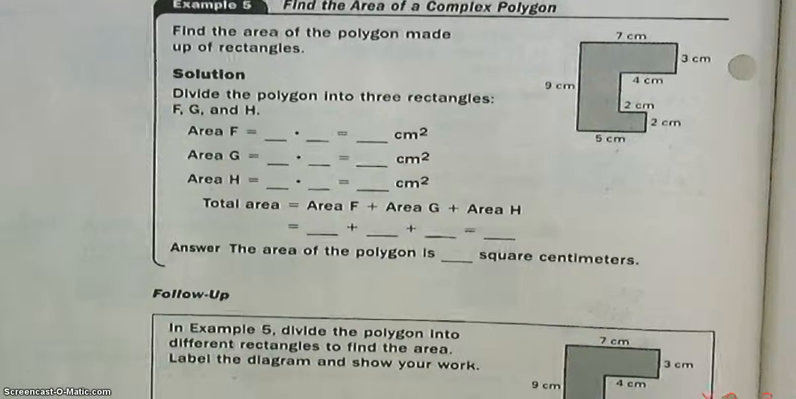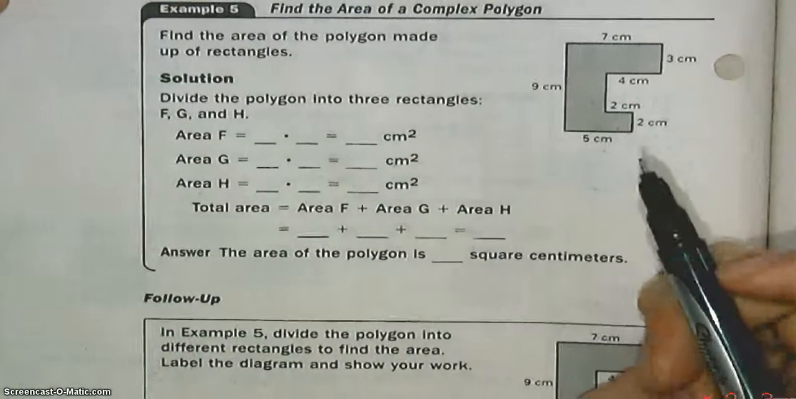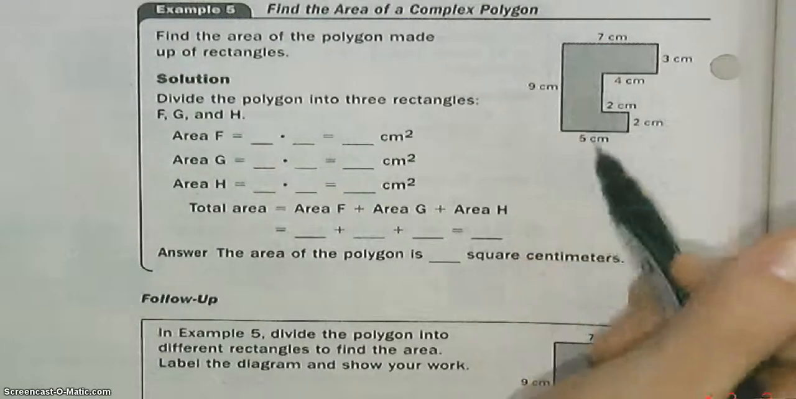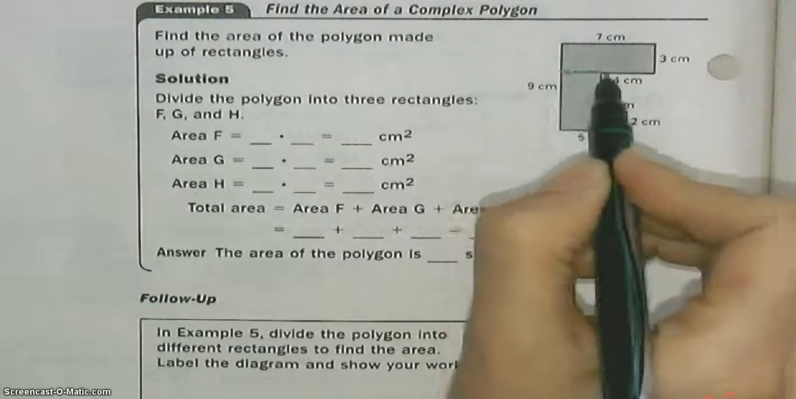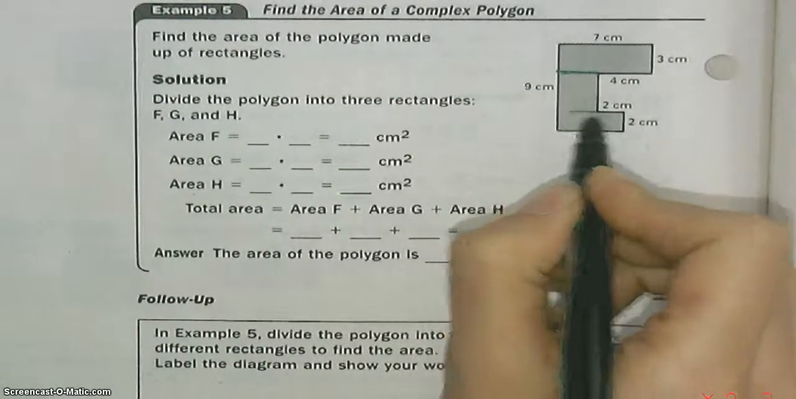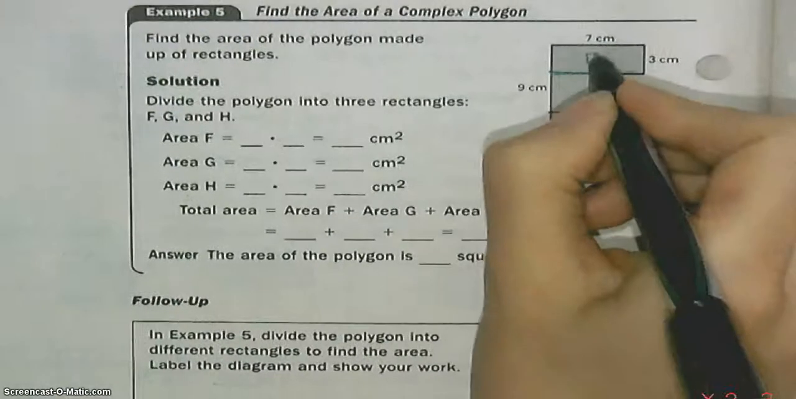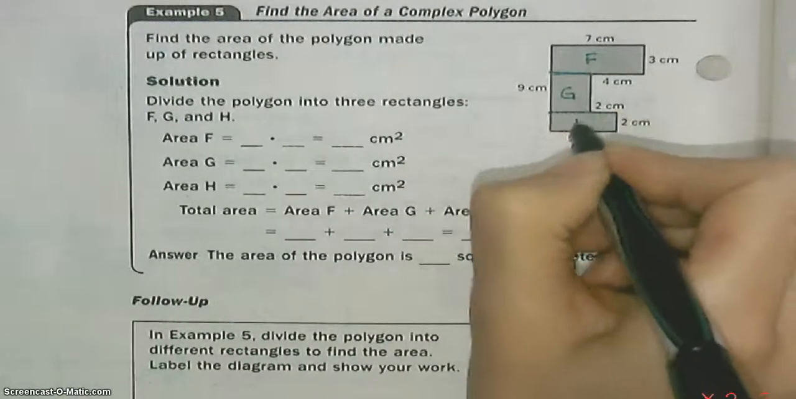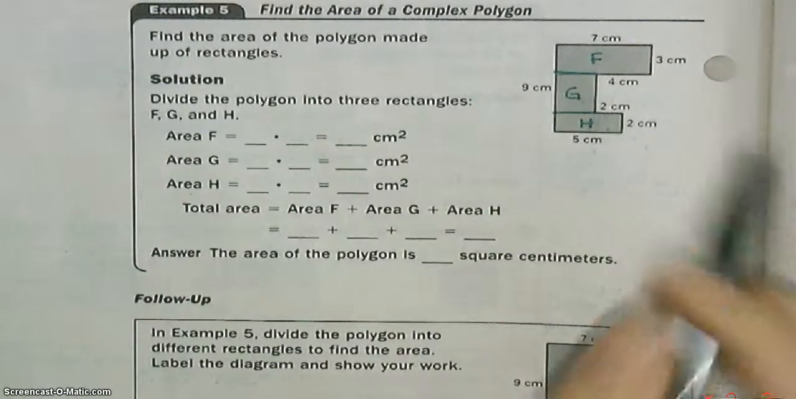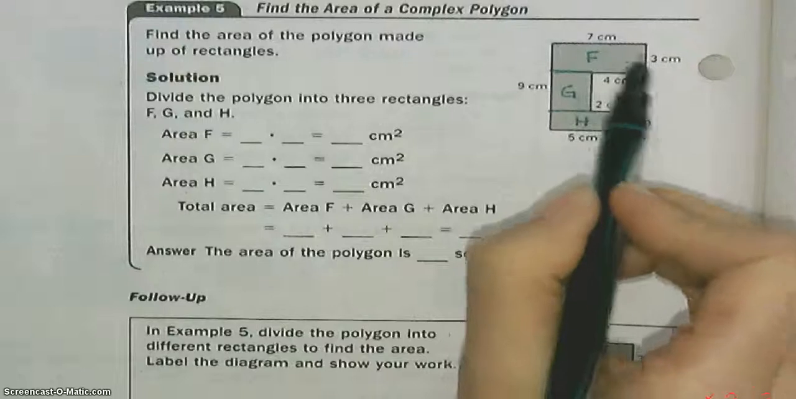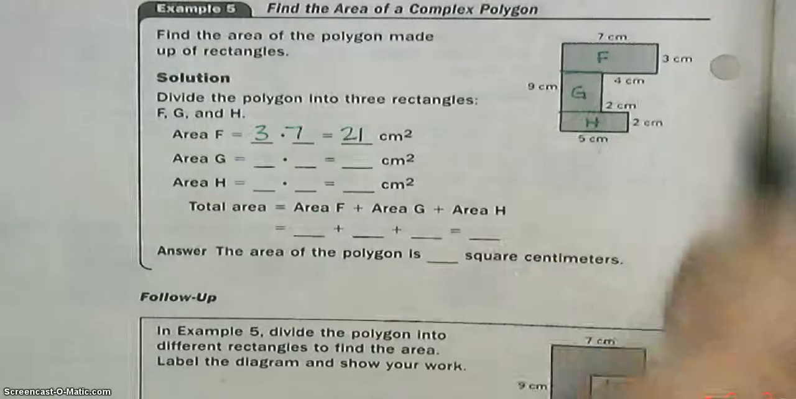Find the area of the polygon made up of rectangles. Okay, I don't have a formula for this shape, so I need to cut this into shapes that I know. So I'm going to cut this into a rectangle and this into a rectangle. And we'll call this F, we'll call this G, and we'll call this H. I need to find each area and then add them together. So F is 3 by 7. 3 times 7 is 21. Okay, so I'm going to write that in here.